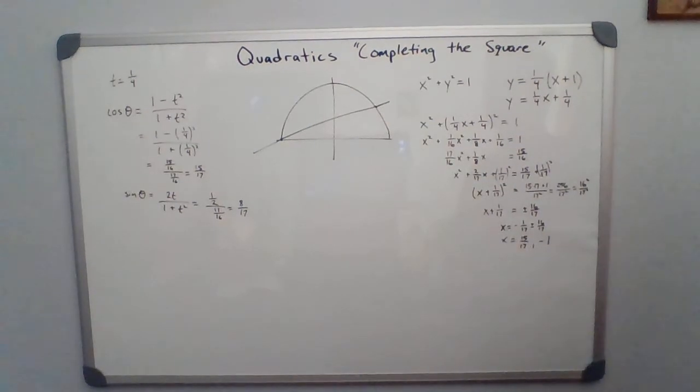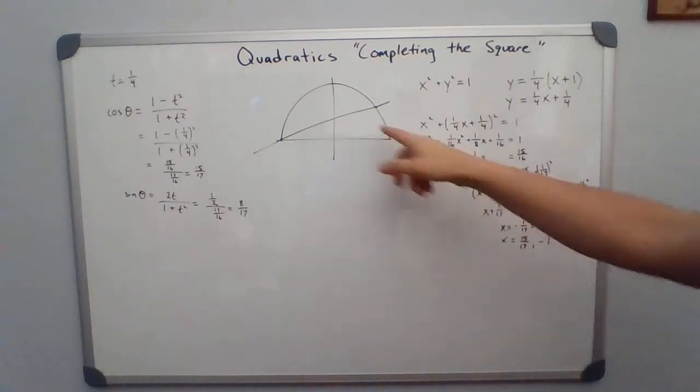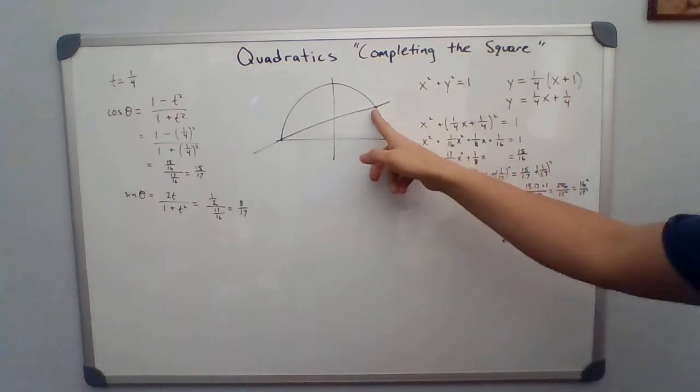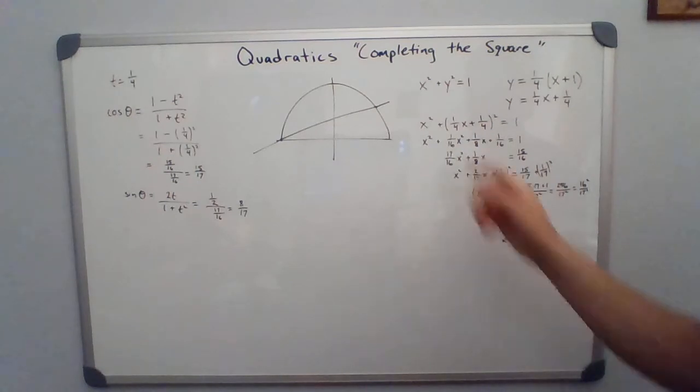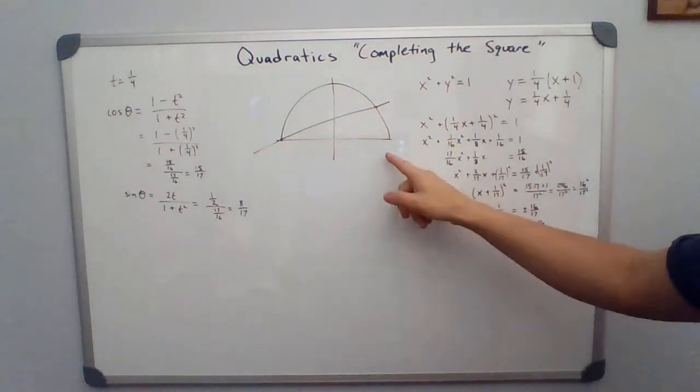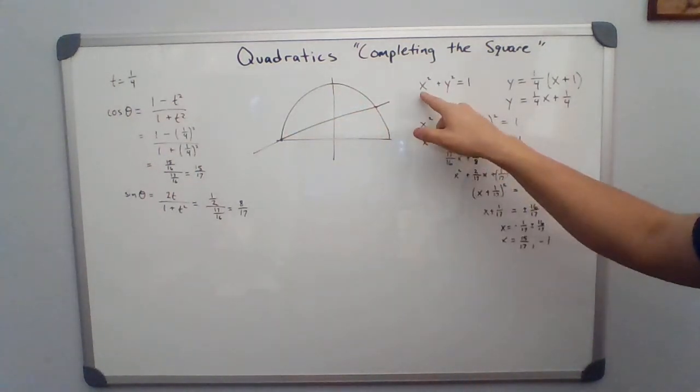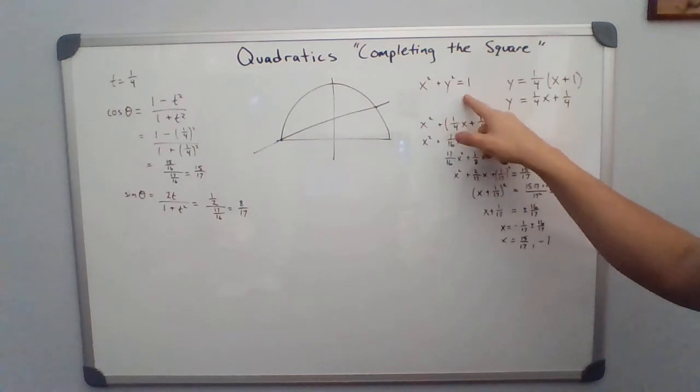Okay, in this video I just want to cover one application of completing the square, and it's going to be when we're trying to solve for coordinate points, intersection points for a line and a circle. So if we let this be the circle around the origin with radius 1, the equation is going to be x squared plus y squared is equal to 1.